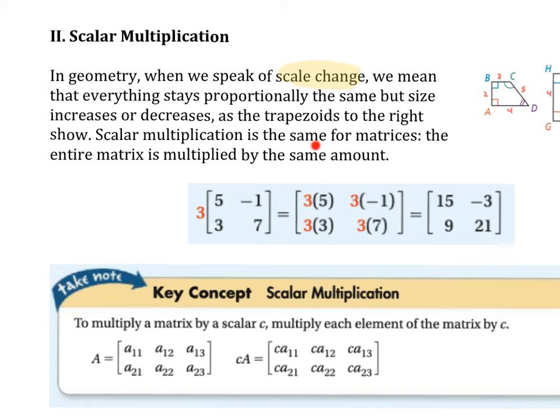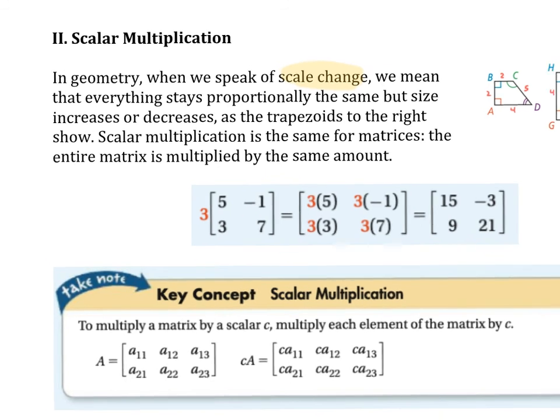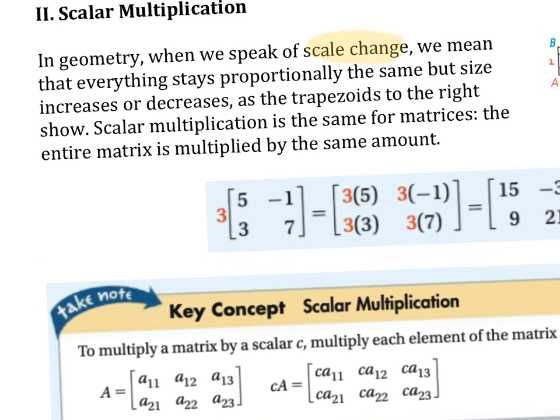Scalar multiplication is the same for matrices. The entire matrix is multiplied by the same amount. So this is how we would write it. If this is my matrix 5, negative 1, 3, and 7, and I multiply by 3, notice all we do is just write 3 times the matrix. And another way of writing that, if this were just matrix A, then we would simply say 3A.